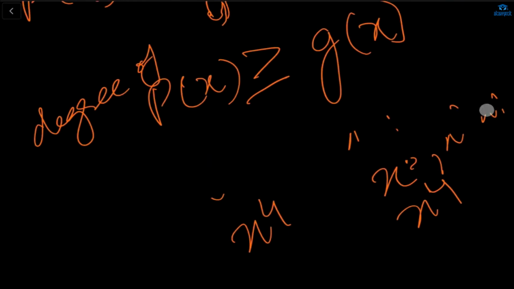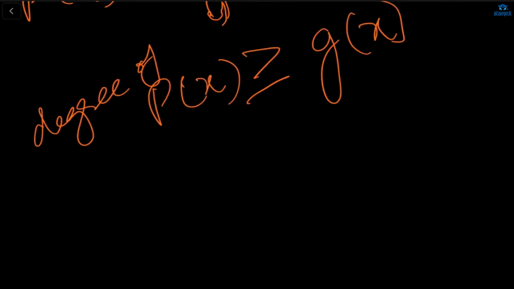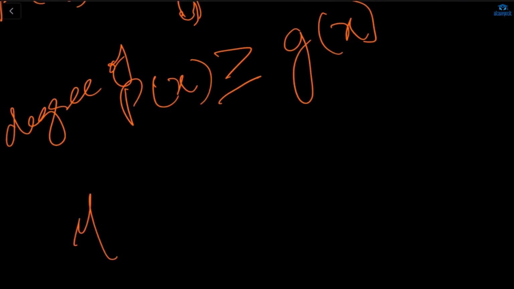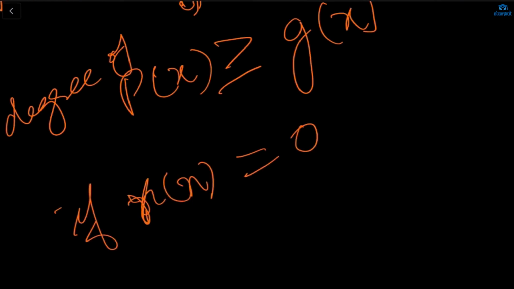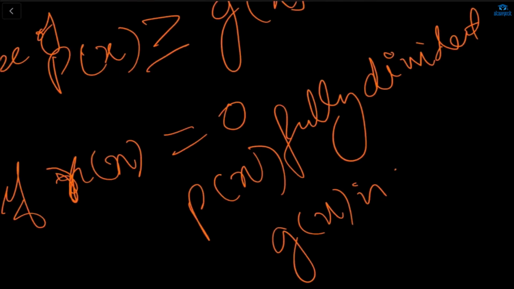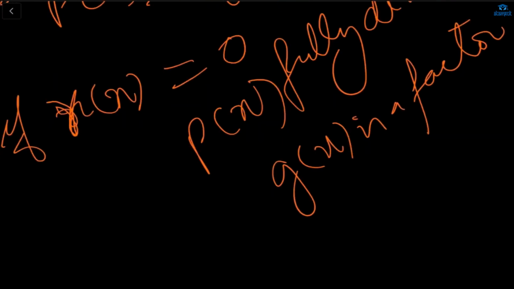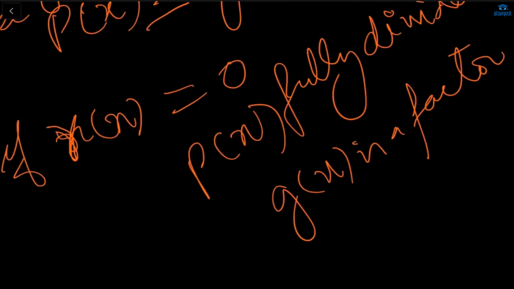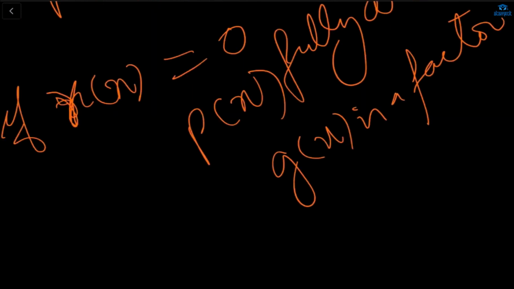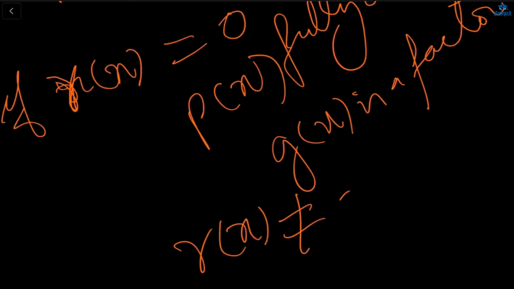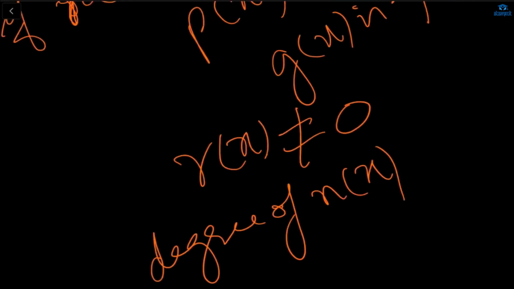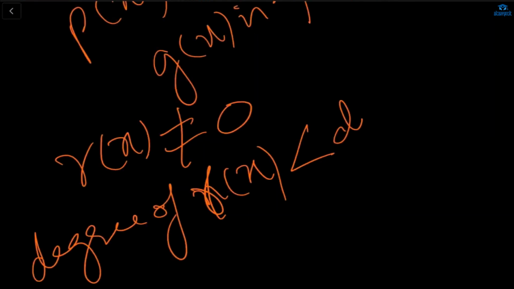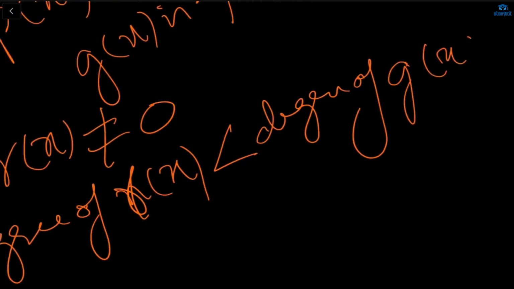Understood, Razi? Now, if this condition is fulfilled and you are dividing, then after that you see Rx. If Rx is equal to 0, then Px is fully divided, and Gx is a factor of Px. Okay, understood, Razi? Now, another condition: it's not necessary that you always get remainder 0. You may get remainder not equal to 0. When remainder is not equal to 0, then you have to check that the degree of Rx should be less than the degree of Gx. Okay, understood?